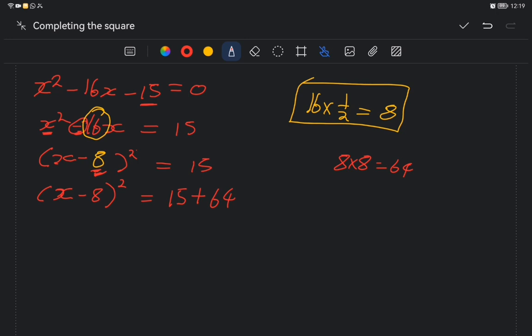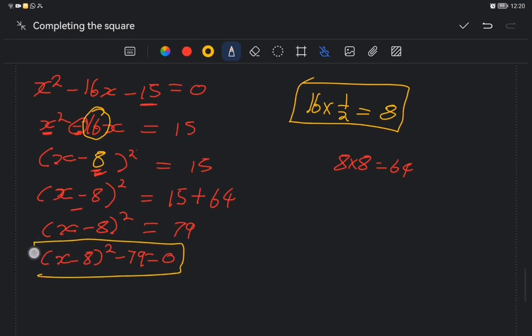Because you're trying to balance the left hand side to the right hand side, when you expand these brackets they must always cancel and return back to the same expression. So we have x minus 8 all squared is equivalent to 79. Is it fine? In this expression, you can also simplify further and say x minus 8 all squared minus 79 is equivalent to 0. And that should be our final expression.